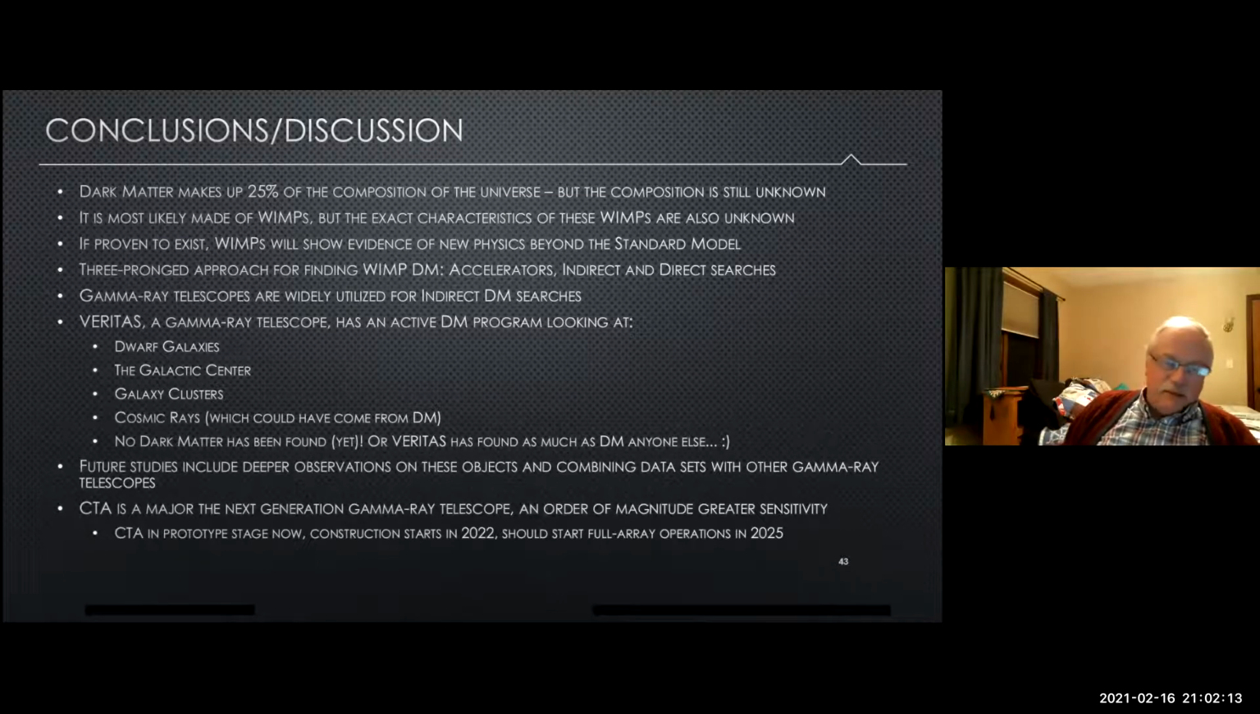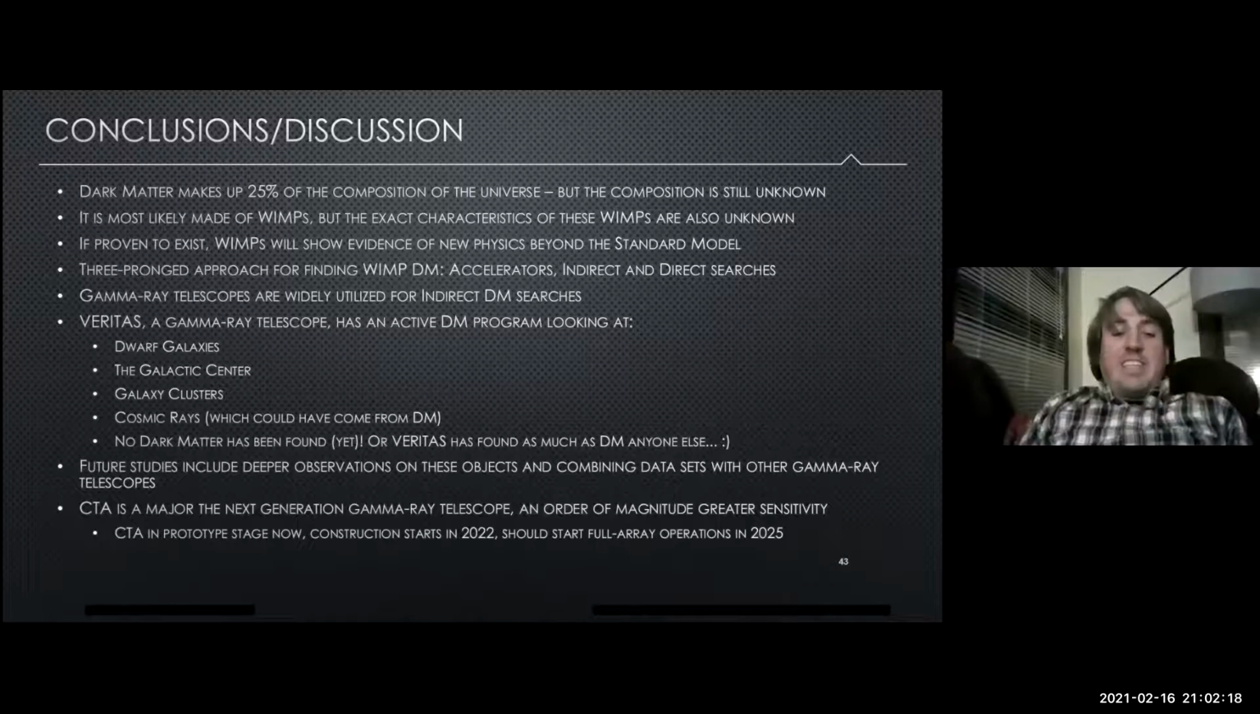What about the new physics or something? When we find new physics, when we find dark matter, we'll find new physics.